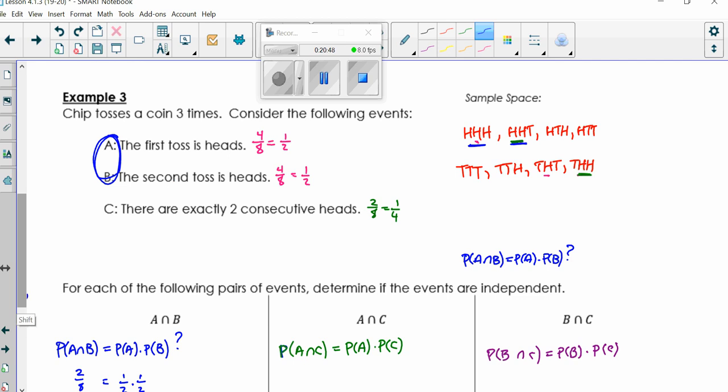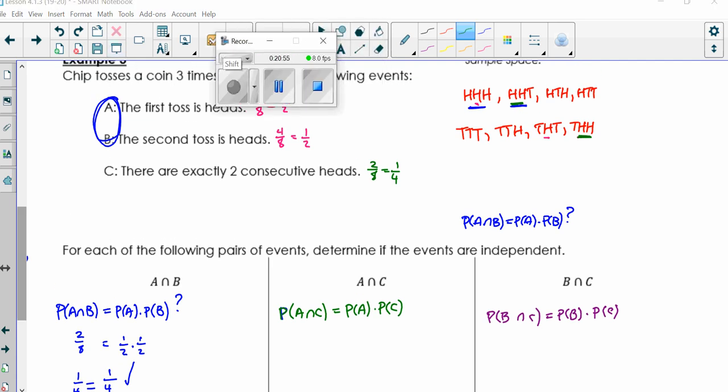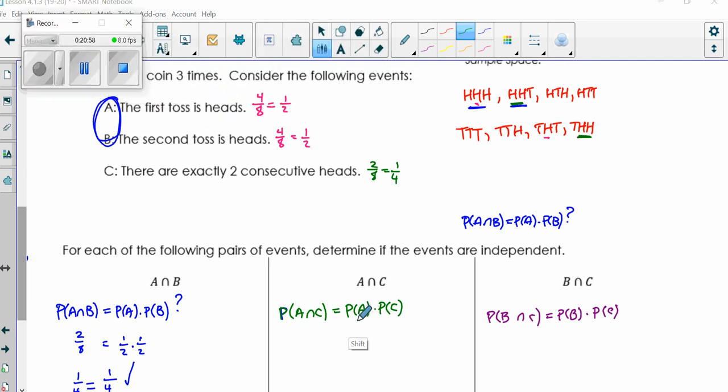Okay, so let's try again. In the next one, we know that, I'm going to fill in here, move this over. The probability of A we know is 1/2. The probability of C we already found is 1/4. And equals the probability of A and C. So now I want to know what the probability of both of these happening at the same time are. So that means I need a heads and there needs to be 2 consecutive heads. Okay, so the first toss needs to be heads and there needs to be 2 consecutive heads.